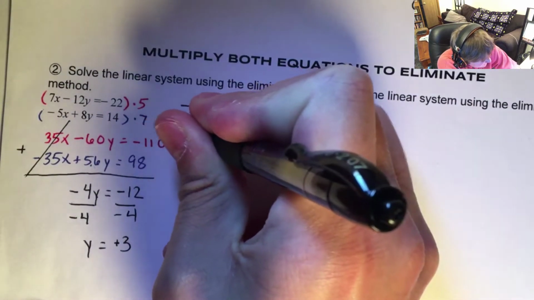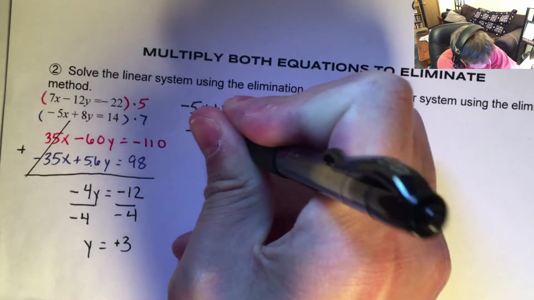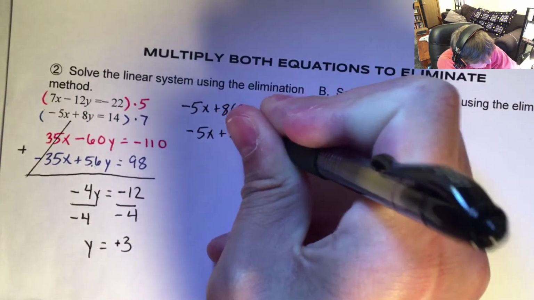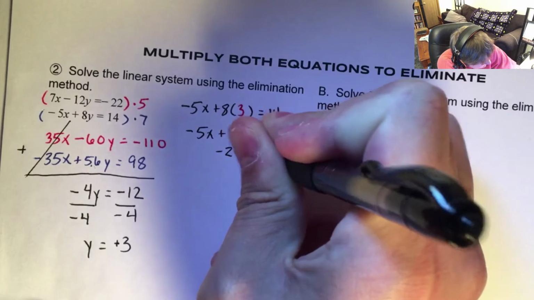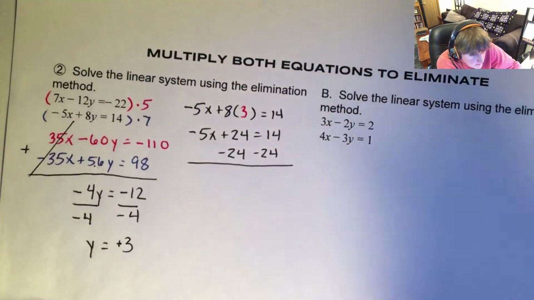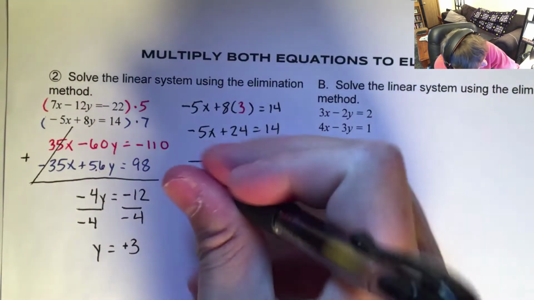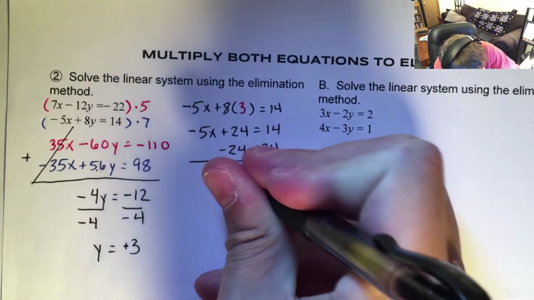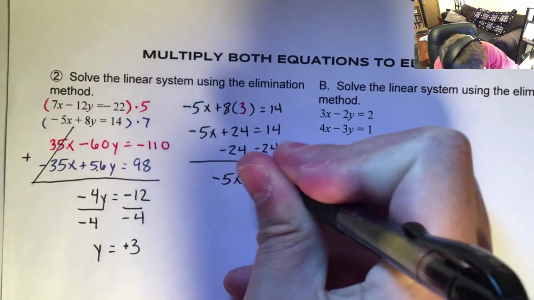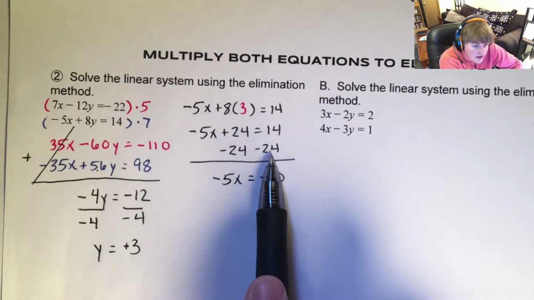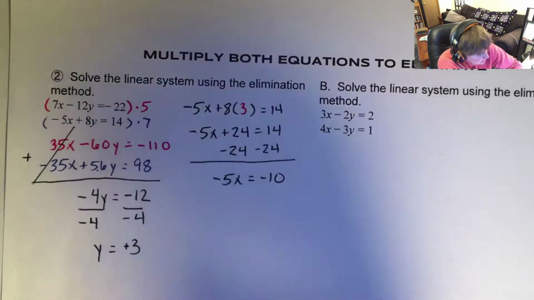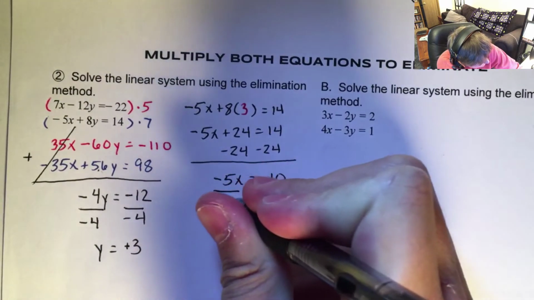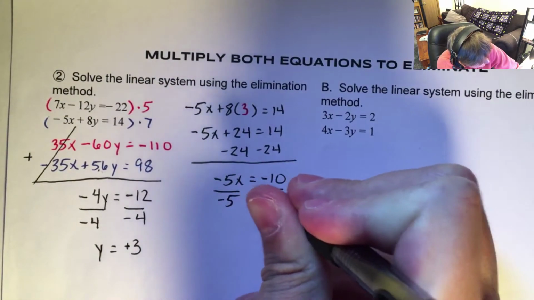So then I'm going to have negative 5x plus 24 is equal to 14. Subtract 24 to get negative 5x is going to be equal to negative 10. Okay, 10 more negatives in this negative 24 than positives in this one. Alrighty. And then divide by negative 5 to get x is 2.